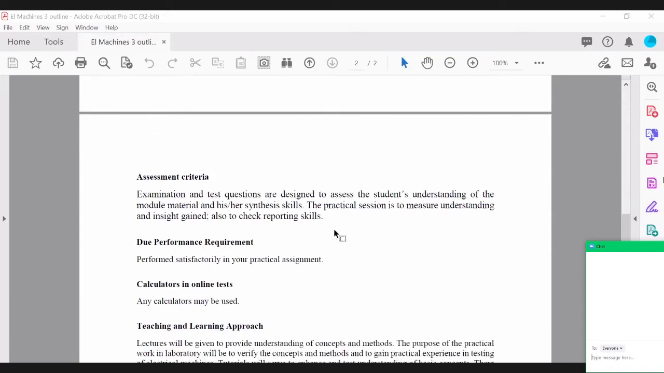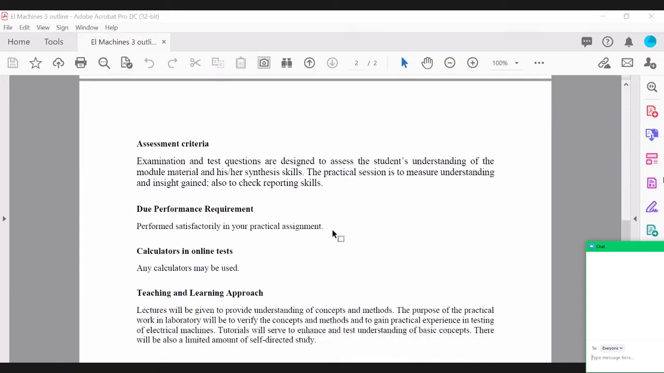Now, in terms of assessment criteria, the tests will be designed to test your understanding of the material of the module. So for each section, we will design the test questions to test your understanding of the concepts of, for example, the salient pole machine. And then you will have to apply this knowledge to analyze the machine in different applications.